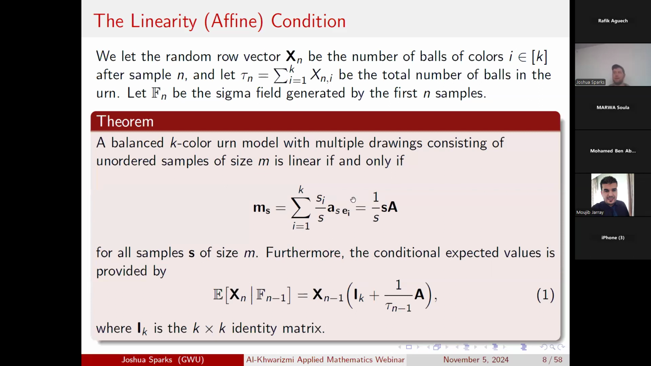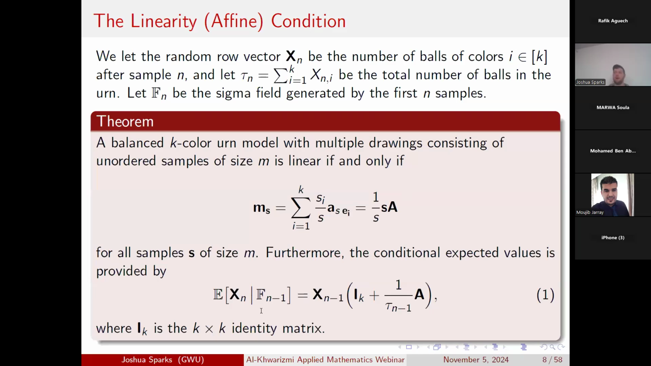basically the proportions. So for each of the cases where we draw only balls of color 1, only balls of color 2, all the way to only balls of color k, this becomes a linear combination of the proportions of these replacement criteria from drawing all the same. And it can be simplified as a more matrix construction: we take our sample, multiply by our core matrix, and divide it all by s.